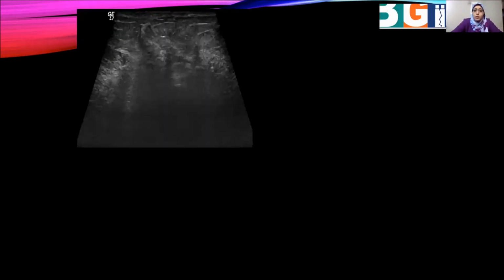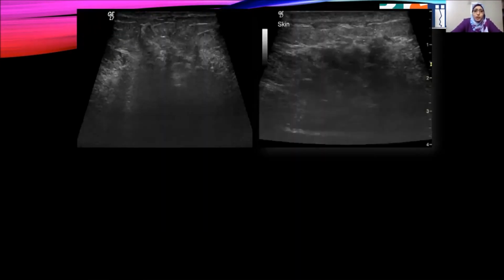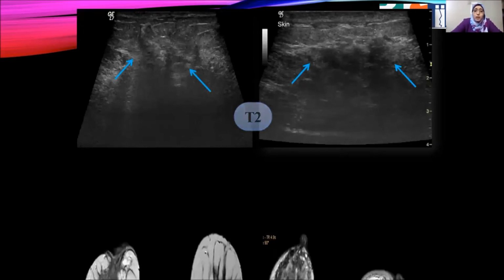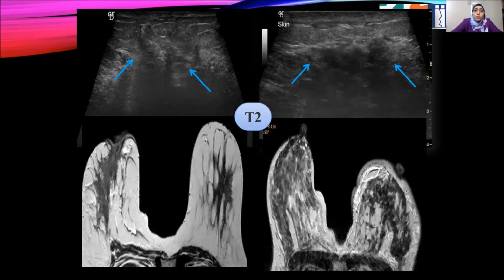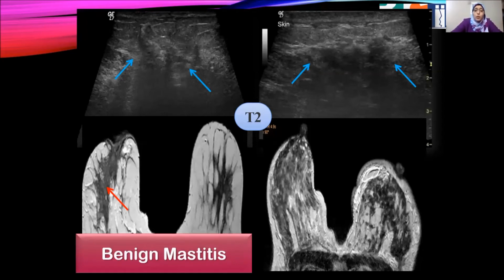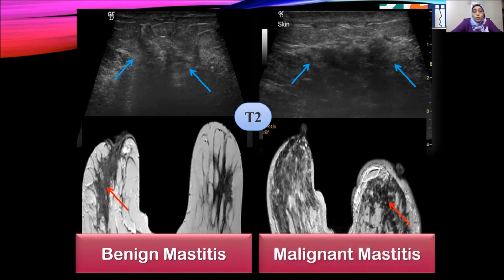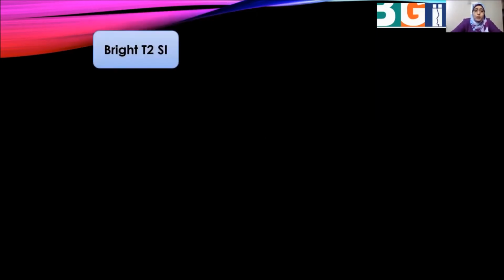Simply, if we have these two cases in front of each other, we find similar findings of an ill-defined collection and overlying skin thickening, but on performing the T2, it differentiated both, because if it's intermediate bright in the T2, it goes more with the benign mastitis, but the low signal in the T2 weighted image was going more with the malignant mastitis. T2 weighted image is a very important sequence in such cases.